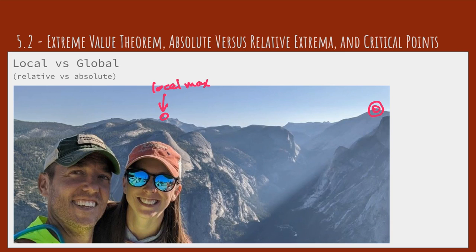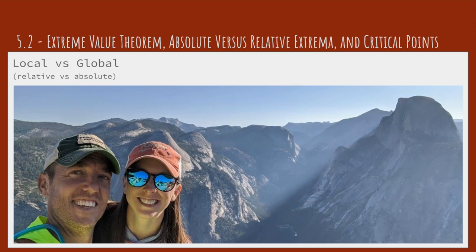In fact, if we look at this picture, there's lots of local maximums. Here's another peak right here that we would call a local maximum. Here's another peak right here that we would call a local maximum. We might even pick a point somewhere down here in the valley as a local minimum. So all of these points here are local maximums. And then if we want to talk about global maximums, we're looking for the highest point out of all of them. So in this picture right here, the global maximum is going to be here at the top of Half Dome.